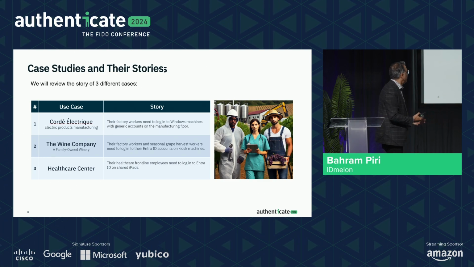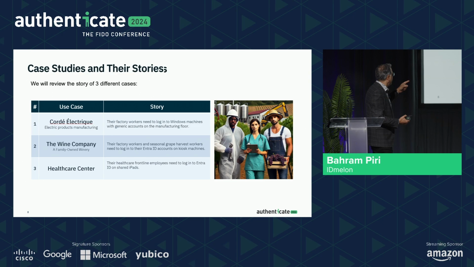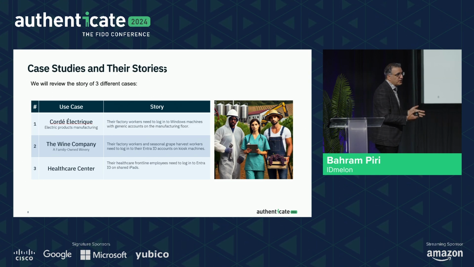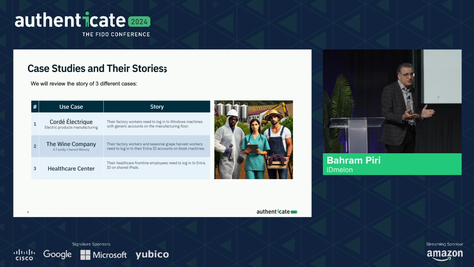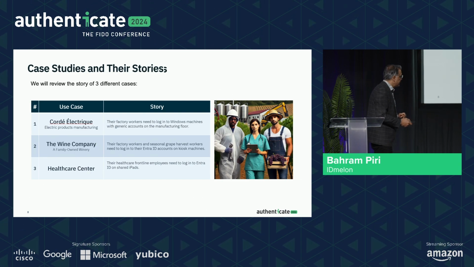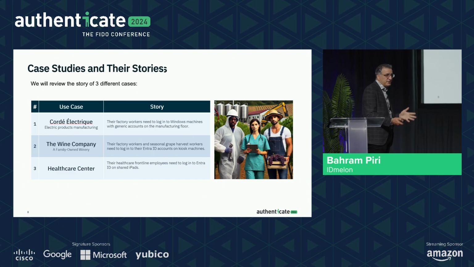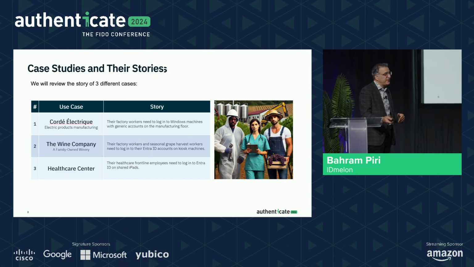That is impossible. And the third one is a healthcare center whose brand I also cannot reveal. This healthcare frontline staff wants to log into Entra ID on a shared iPad. Let's review all these 3 use cases and see how the FIDO security key can help and what happened in the end.